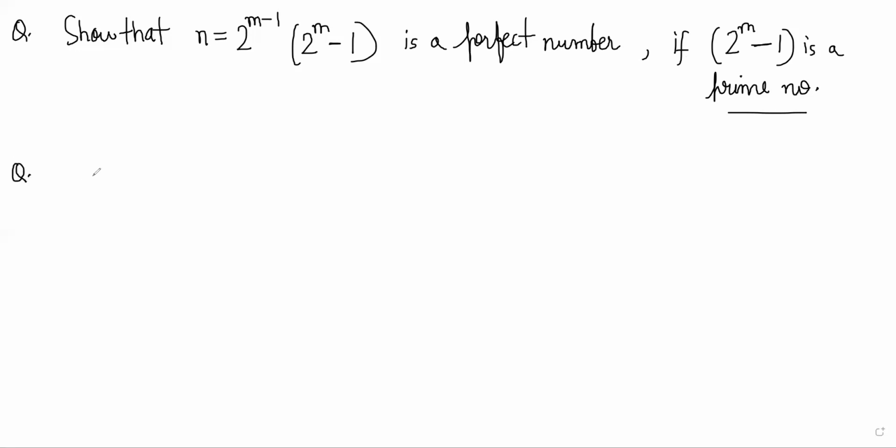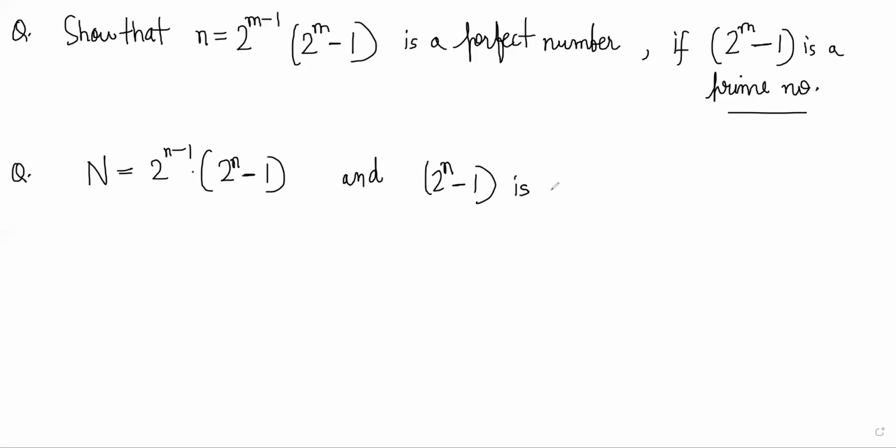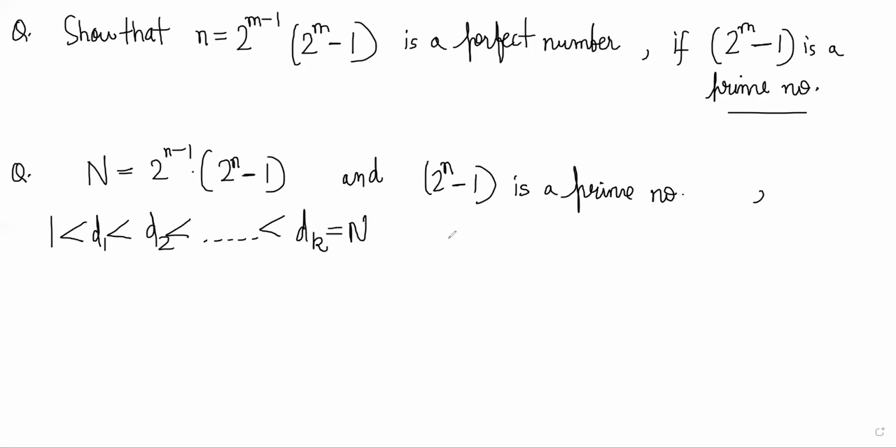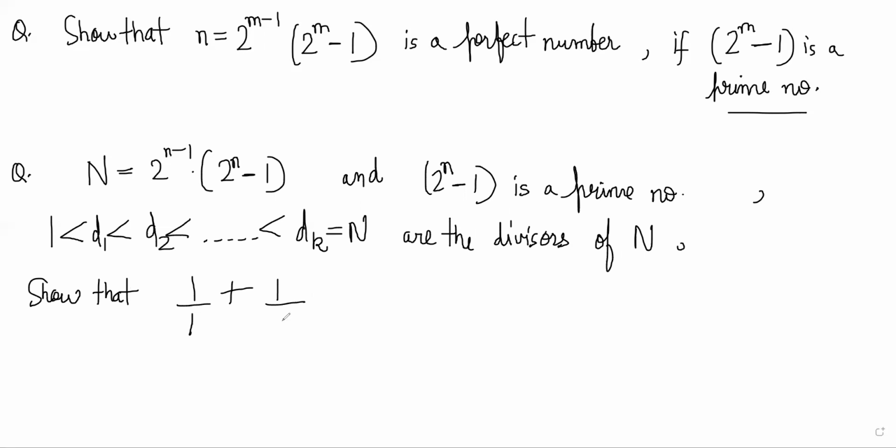One more question I will write. Capital N is equal to 2 power n minus 1 multiplied by 2 power n minus 1, and 2 power n minus 1 is a prime number. Also, 1 is less than d1 is less than d2 is less than dk is equal to n are the divisors of n. You have to show that 1 by 1 plus 1 by d1 plus 1 by d2 till 1 by dk is equal to 2.